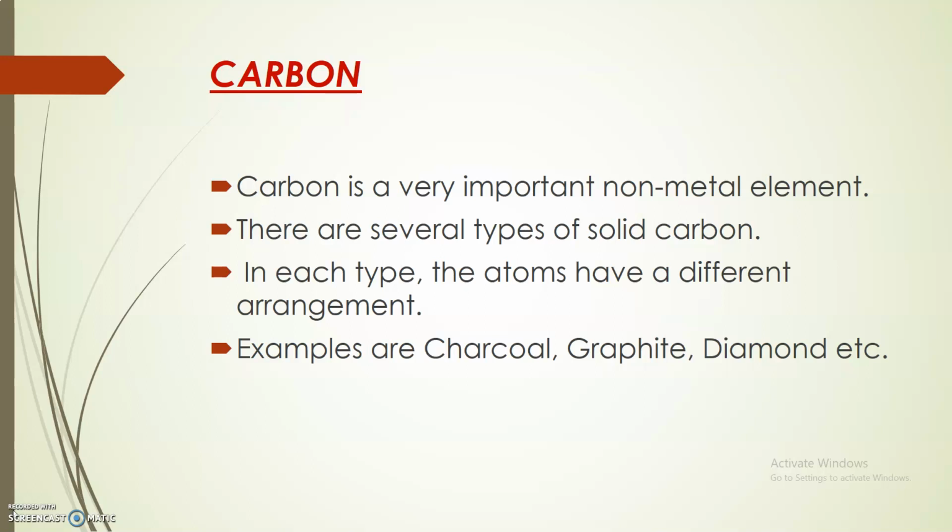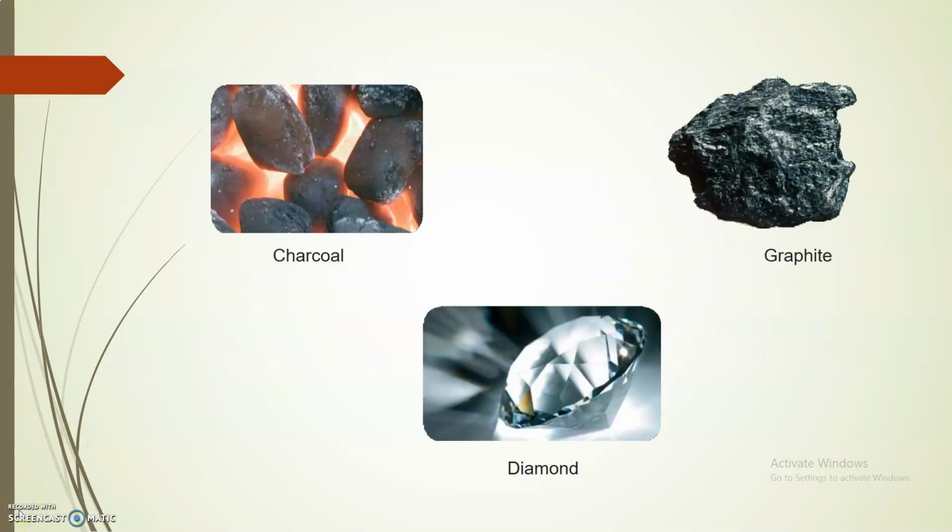We call them allotropes, but you don't have to study that word right now. You will study it in your higher classes. But anyway, carbon has different forms. In each type, atoms have a different arrangement. You can see the picture of the three forms of carbon: charcoal, graphite, and diamond. You can see the difference in their form, but still all three are carbon. So you have to understand this.